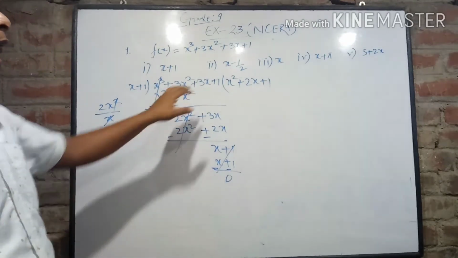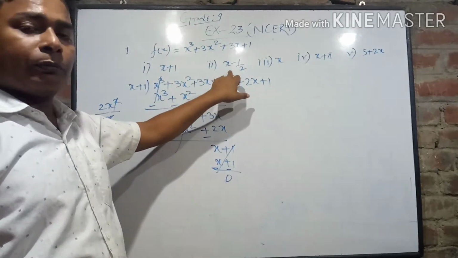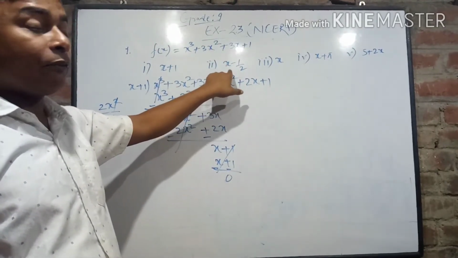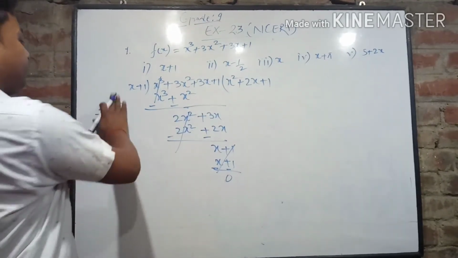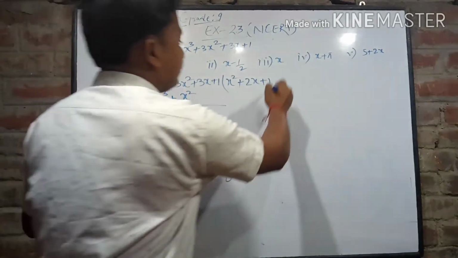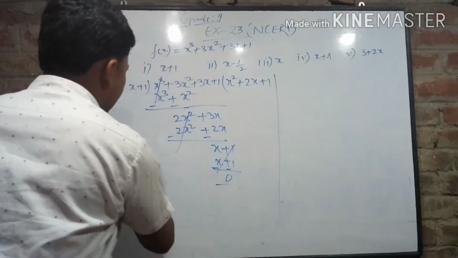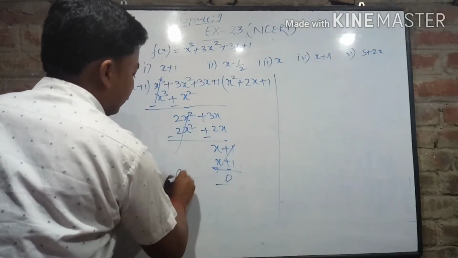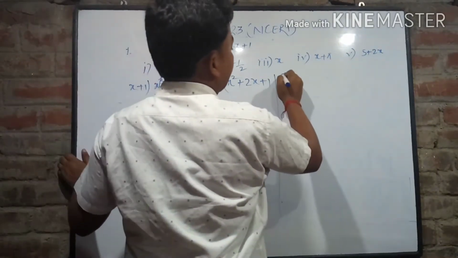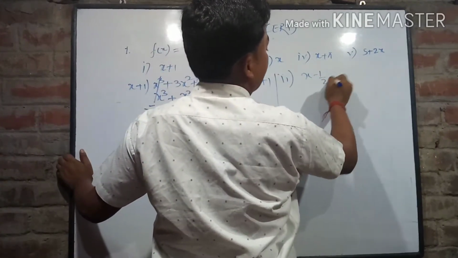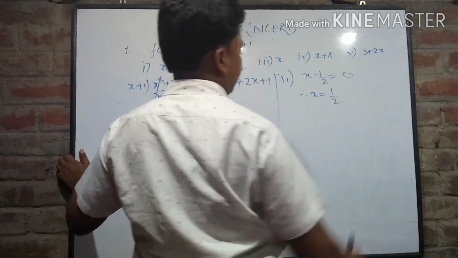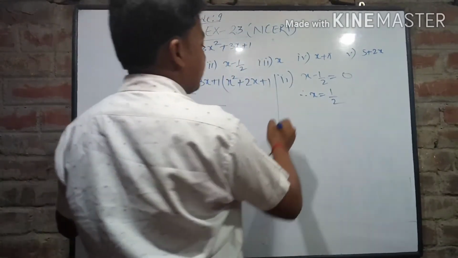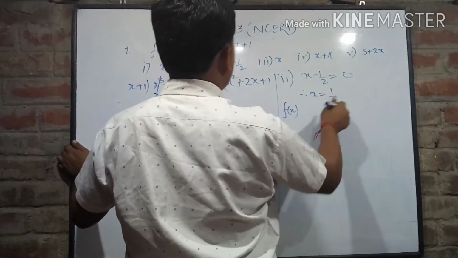We have learned that we get the value of x from the divisor. Here the divisor is x − 1/2. For question number 1 the remainder is 0. For question number 2, if we write x − 1/2 equal to 0, then x is equal to plus 1/2. So we will substitute the value of x with 1 by 2.